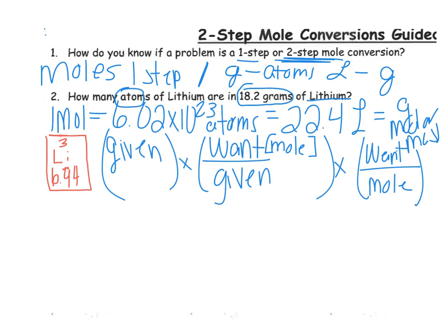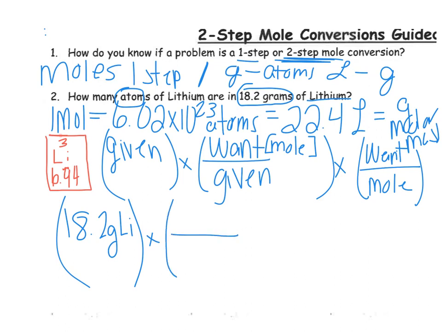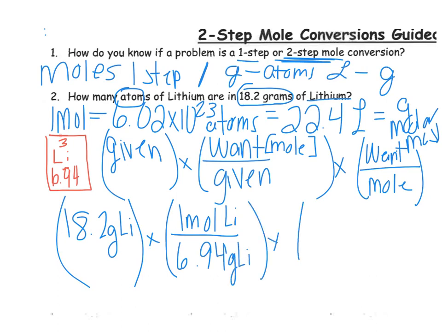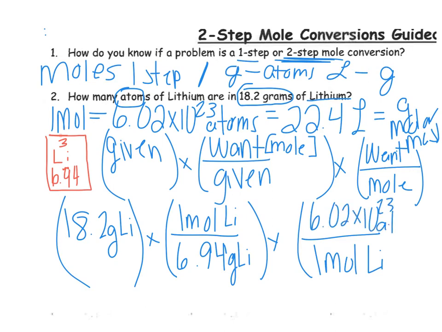All right, so I'm going to start off with what I've got, 18.2 grams of lithium, and I'm going to atoms. There's no conversion from grams to atoms, so I must go into moles first. In 1 mole of lithium, there are 6.94 grams of lithium. And in 1 mole of lithium, or 1 mole of anything, there are 6.02 times 10 to the 23rd atoms.